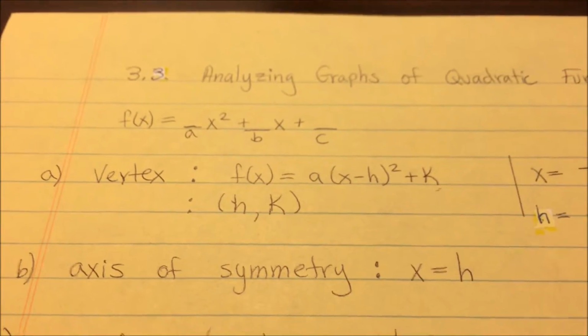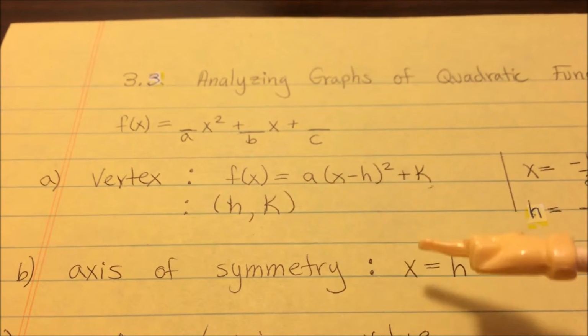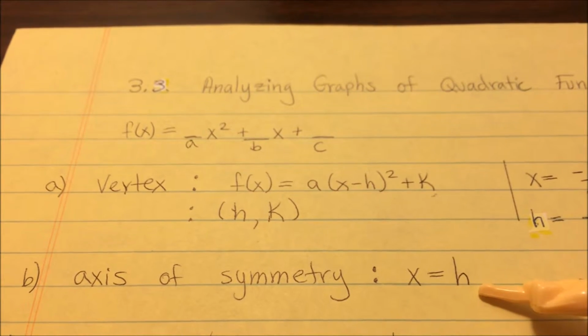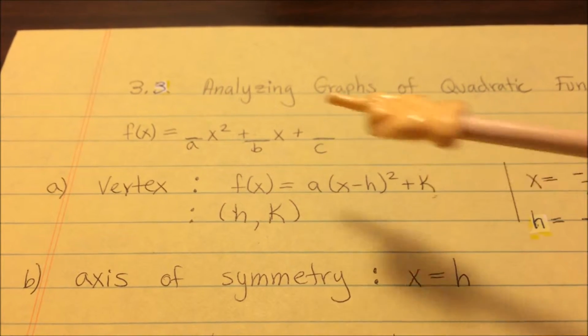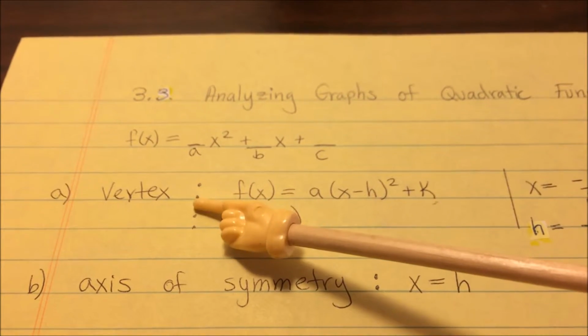Axis of symmetry. So the axis of symmetry is found by the h right here. So we say x is equal to h, that's the axis of symmetry. The axis of symmetry is a line that goes through the vertex. Oh, did I mention? The vertex is the tip of the parabola.